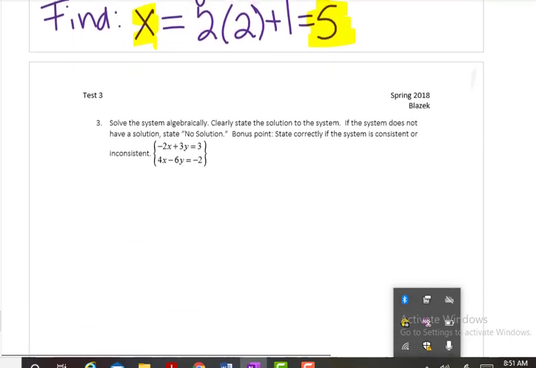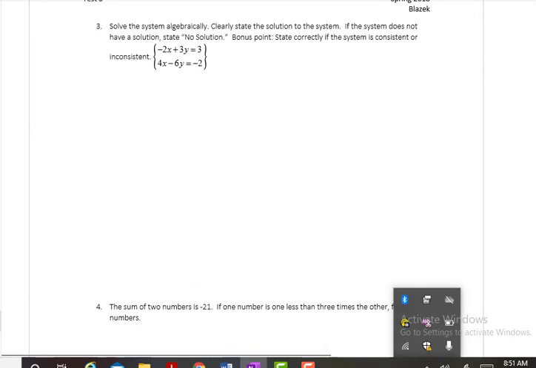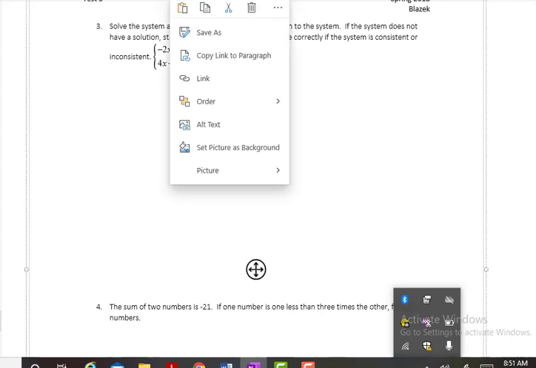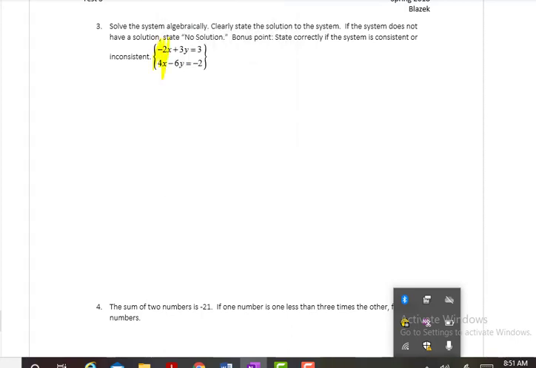Let's move on to number 3. Solve the system algebraically. Again, if it has no solution, state so. And then we're also going to go for the bonus point here too. Now with this system, I see that the top and the bottom are both in that ax plus by equals c format. So I'm going to use elimination, and I'm going to focus on my x terms right here, because they're close to being opposite.